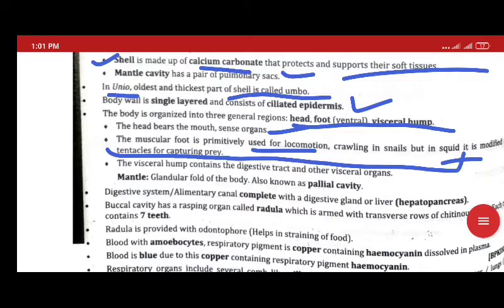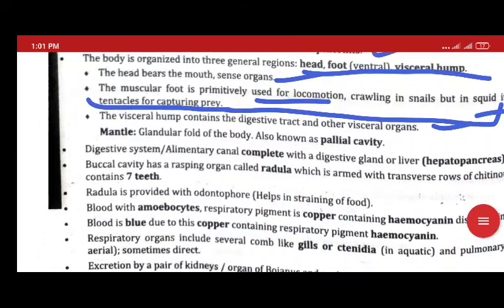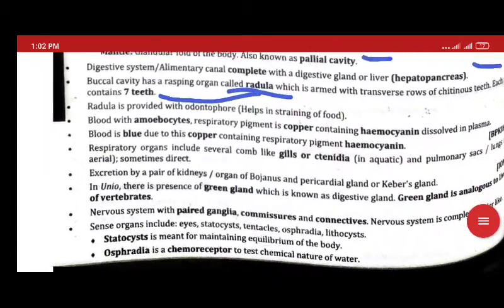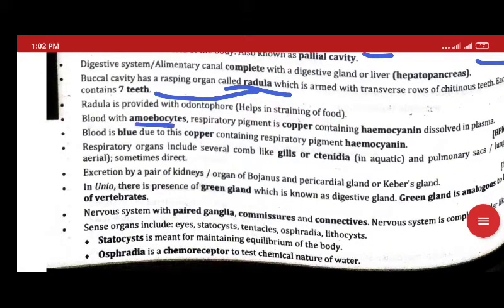Now it has the visceral organs and digestive tract. The mantle is a glandular fold known as the pallial cavity. The digestive system is complete here. It also has teeth, called radula. The blood has amoebocyte cells. The respiratory pigment here is copper-based, known as hemocyanin, because it is blue in color: copper is like blue in color, called hemocyanin.